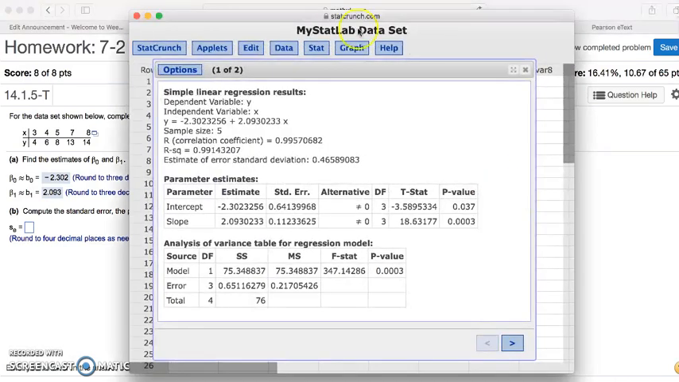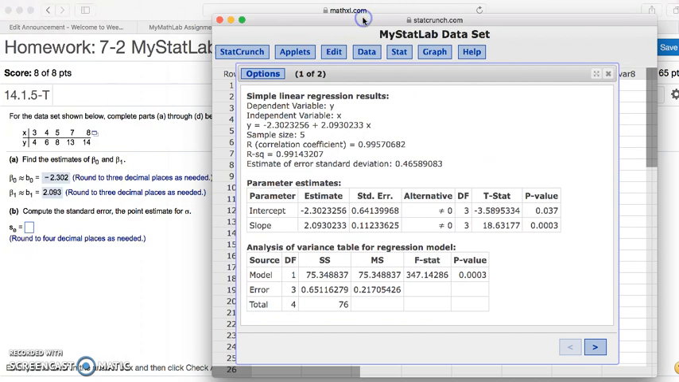Okay, so the next one says compute the standard error, the point estimate for sigma. This is computing our standard error between our estimate and the actual, the Y and the Y hat. In this case, that is this right here, estimate of standard error. So we need to round to 4 decimal places, so that's going to be 0.4659.